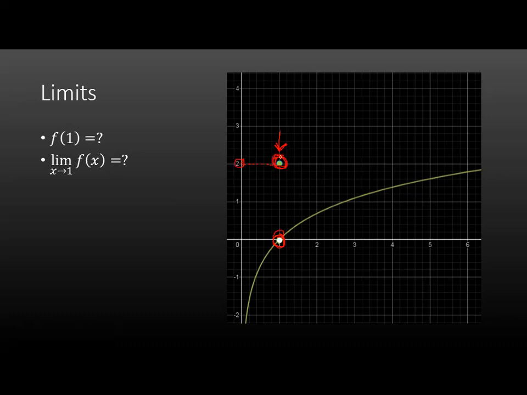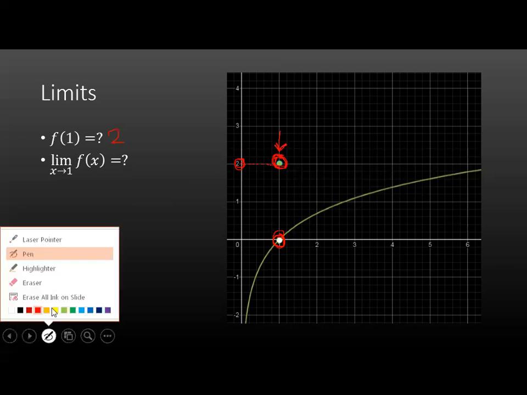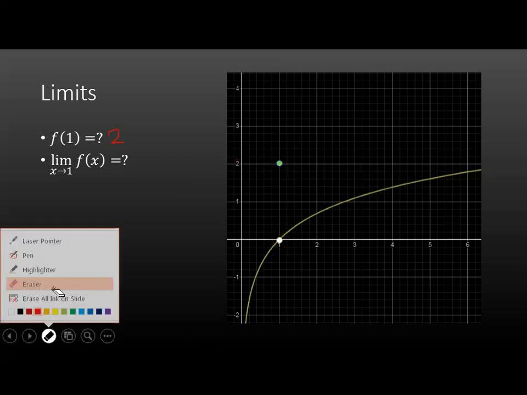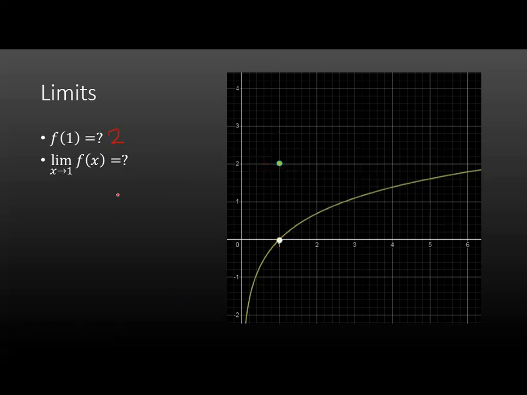So f of 1 may not be defined at the hole, but it is defined at this point, which is at 2. Therefore, your answer here is 2. Now, how about we find the limit of this function? No problem. Let's start from the left. So on the left, let's just say we start from here. Your x value here approaches this y value.